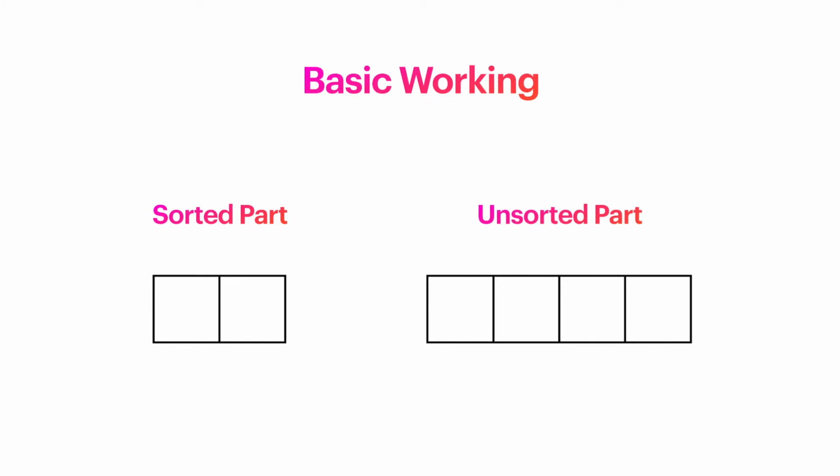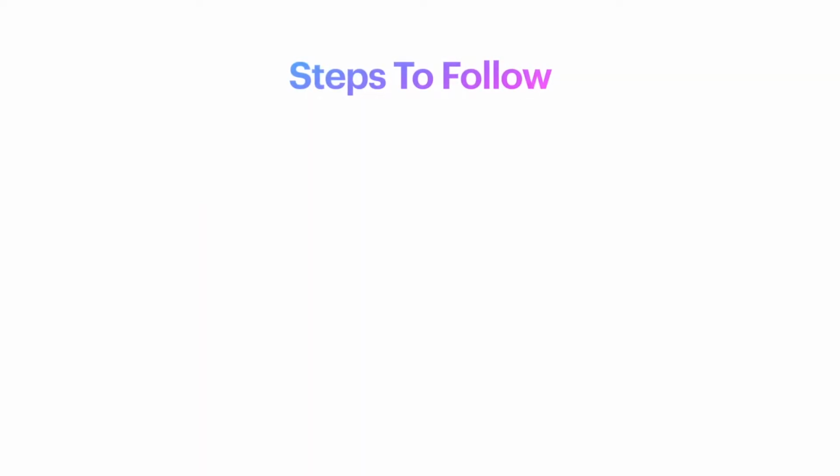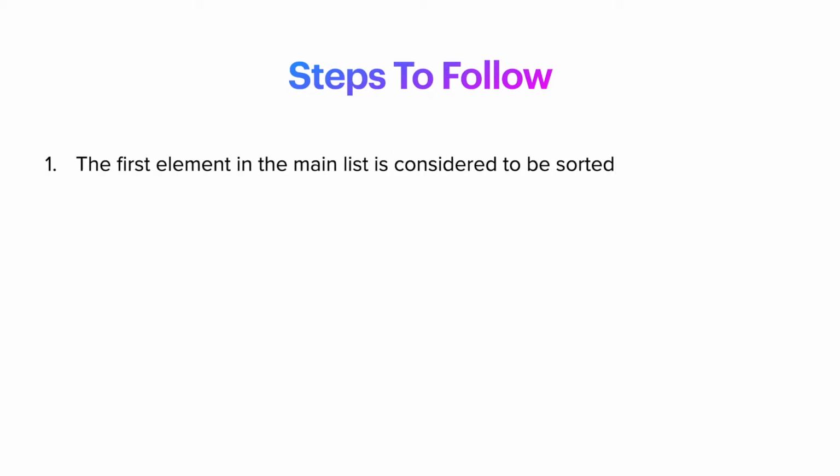So let me start off by explaining the basic working behind insertion sort. In this algorithm, the main list is subdivided into two parts, a sorted part and an unsorted part. Now let's check out the steps that we need to follow in order to apply insertion sort to an unsorted list. So the first step says that the first element in the main list is already considered to be sorted.